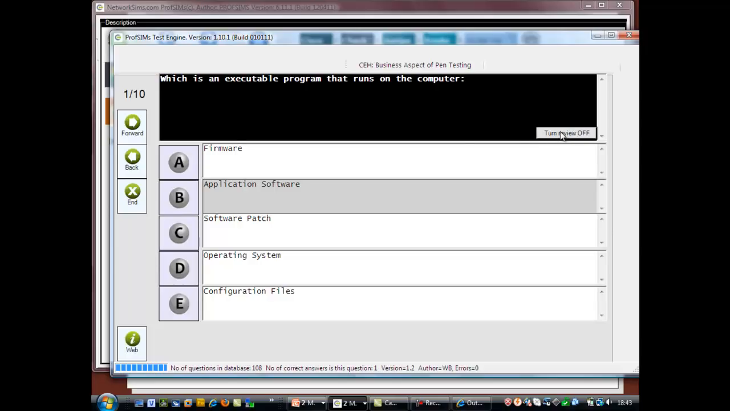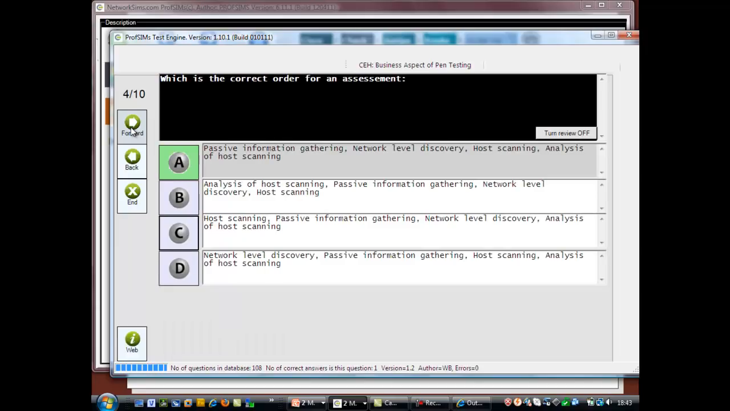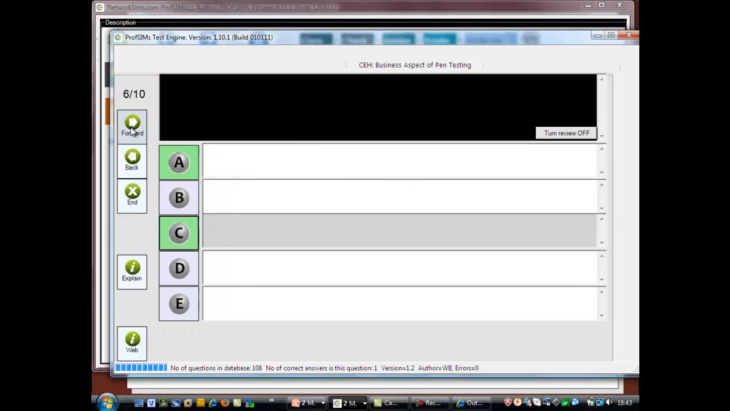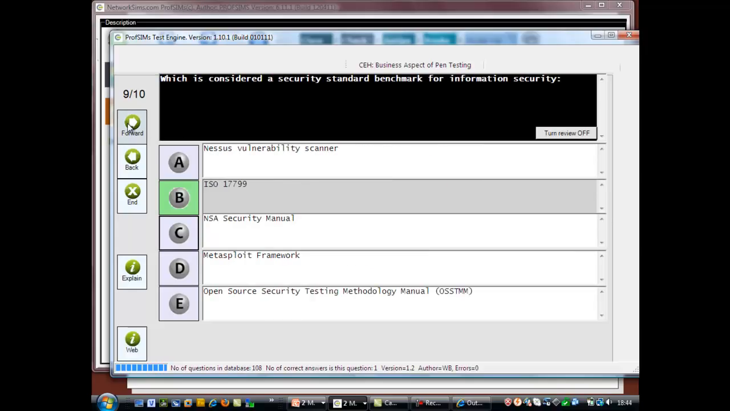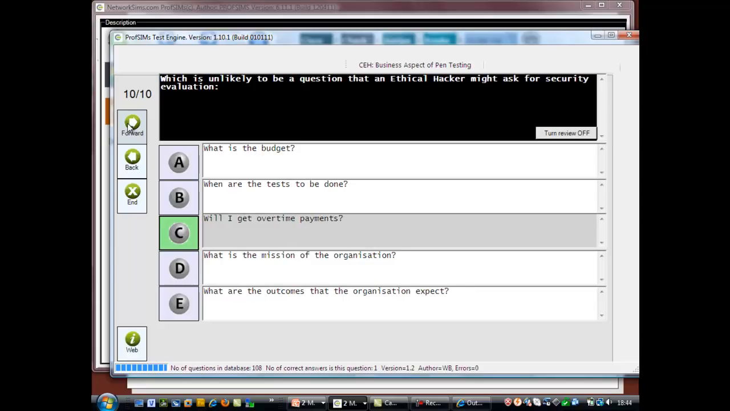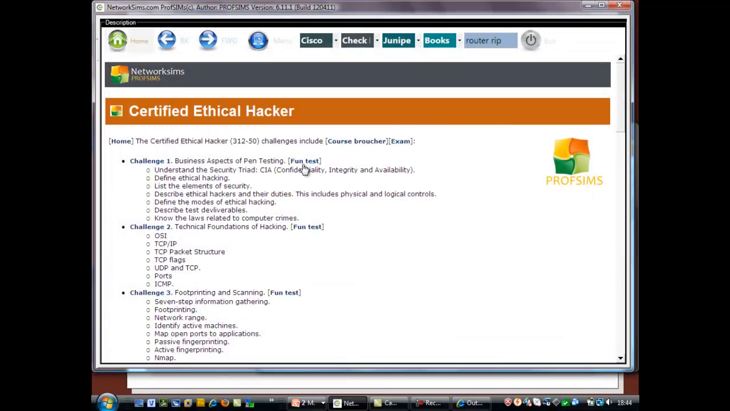Okay, so let's have a look at how we've actually done. So we got that one right, that one correct, correct, correct, correct, correct. So the main statute for computer crime related to fraud and related activities is section 1030. We got that one right and that one right. Okay, so that shows a basic test. Let's have a look at the fun test.